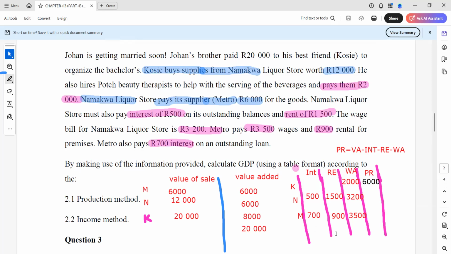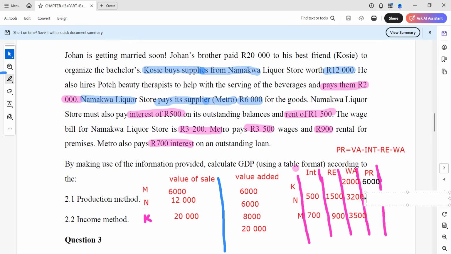And then we move on. So within N, for who? For Namakwa. So we go to Namakwa. The value added by Namakwa is 6,000, right? So we're gonna say 6,000 value added minus 5,000, which is the interest that he is going to pay, minus the rent, which is 1,500, minus 3,200 for wages, and then we're going to be left with his profit, right? The profit that he actually made, which is how much?